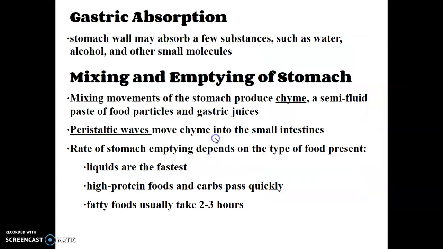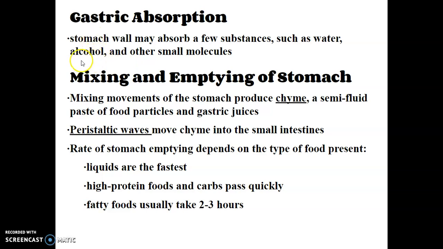Mucus, we already mentioned, makes that protective layer. Now, the stomach wall will absorb some substances such as water. So it does take some water, and from there, where does it absorb it? Into the bloodstream, into these blood vessels that surround and connect to the stomach, the walls of the stomach. Water's taken in. Alcohol is also absorbed there. It does get absorbed later on too, but it is absorbed into our stomach.